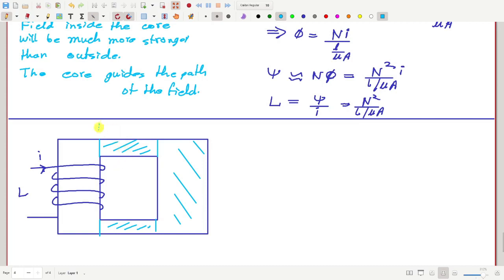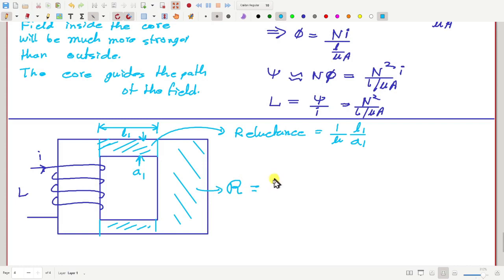Suppose this length is L1 and this cross section is A1. Then for this part, how much is the reluctance? For this part, the reluctance will be equal to 1 by mu times L1 by A1. Then for this part, the reluctance will be, let me just write curly L for reluctance.